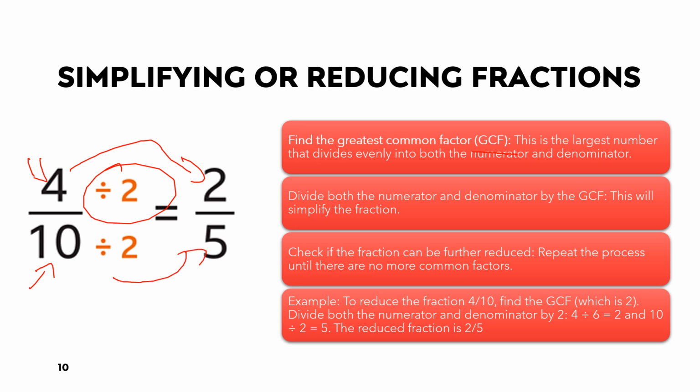We check to see if that can be reduced any further. And if you use the GCF, it shouldn't be able to be reduced any further. If you picked a factor that wasn't the greatest common factor, not a big deal. Just keep going until it's reduced, or plug it in a calculator.